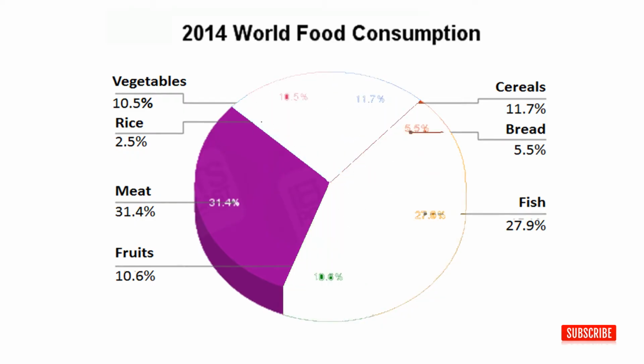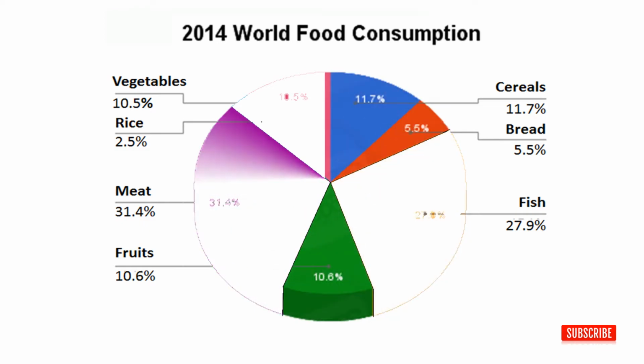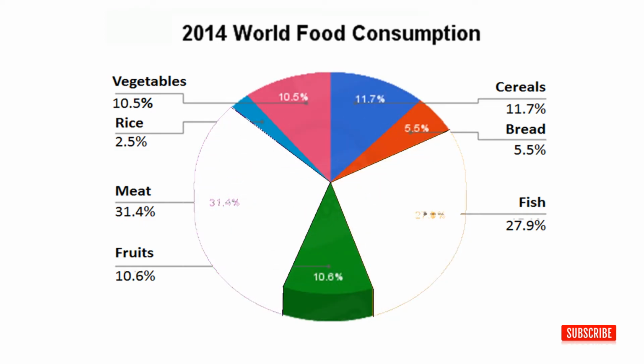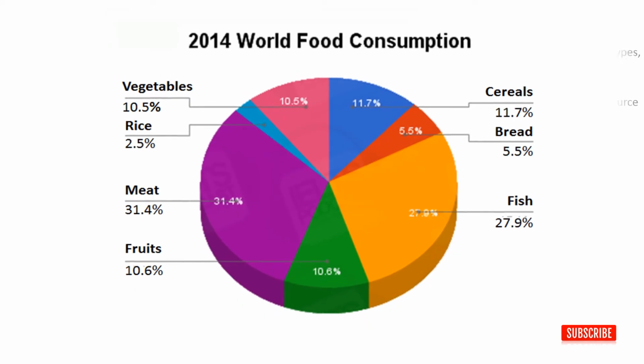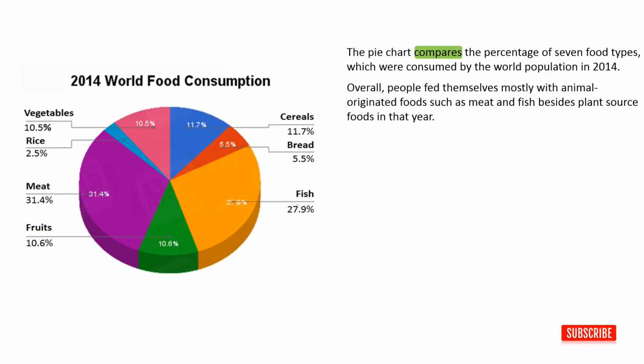Meat was eaten by people the most. The second most consumed food was fish. Both of them originate from animals, so they can be grouped into one category. The others are plant source foods. We can group them into another category. In the overview paragraph, I'm going to include the 2 main food sources in one sentence. Overall, people feed themselves mostly with animal-originated foods such as meat and fish, besides plant source foods, in that year.